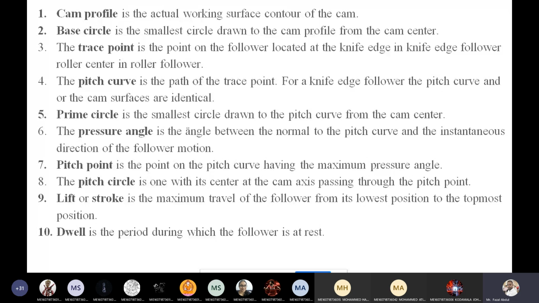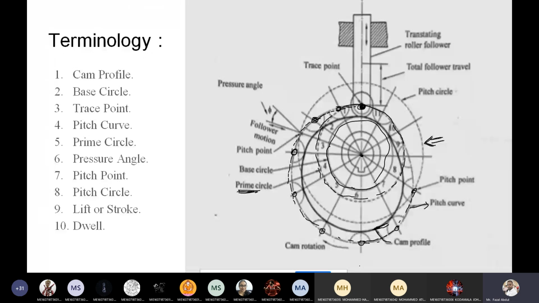Pressure angle means the angle between the normal to the pitch curve and the instantaneous direction of the follower motion. So where can we find the pressure angle? See here, the pressure angle is denoted by phi. It is the angle between the normal and the instantaneous motion of the follower. Whatever the angle between these two, that angle is known as the pressure angle.